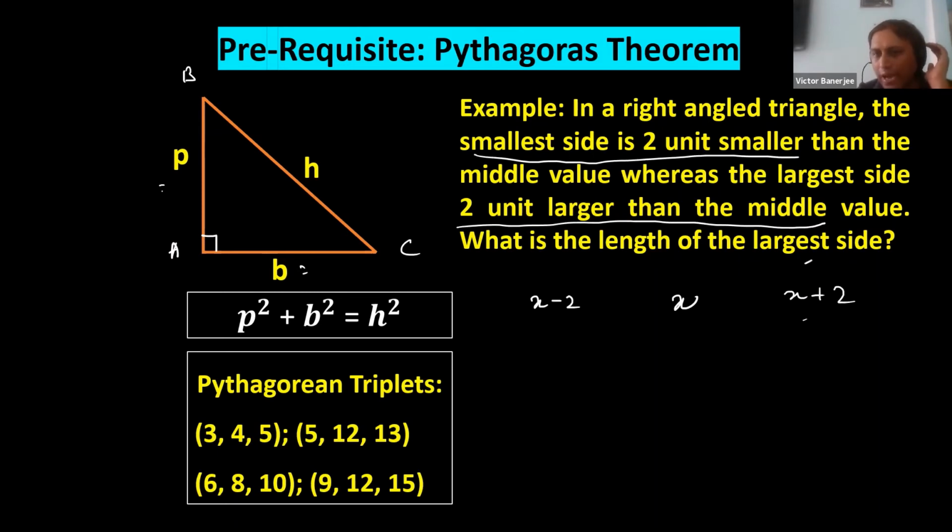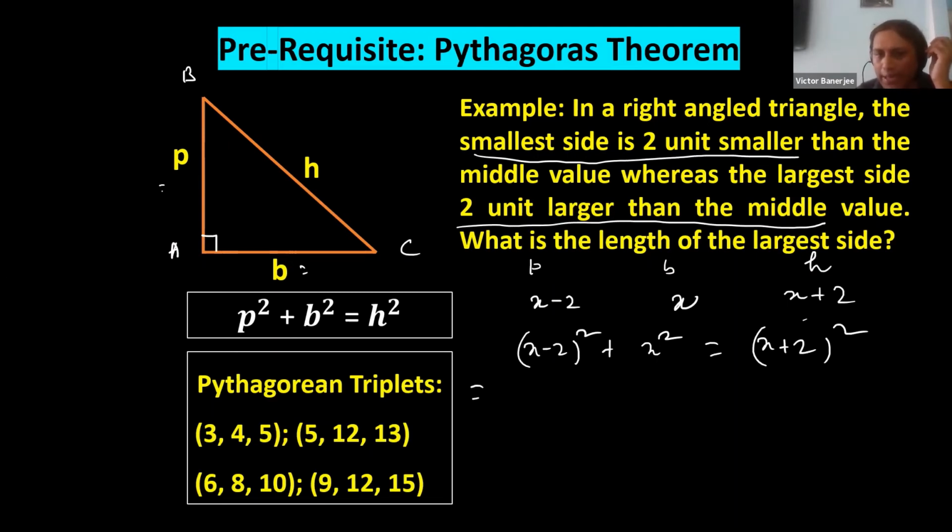Now using Pythagoras theorem, this is the largest, so this must be the hypotenuse. This is either perpendicular or base, then the other one is base. Now using the Pythagoras theorem, (x minus 2) whole square plus x square must be equal to (x plus 2) whole square. Now we just need to simplify this.